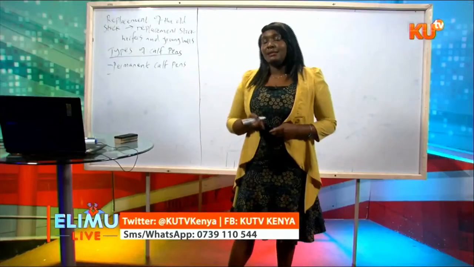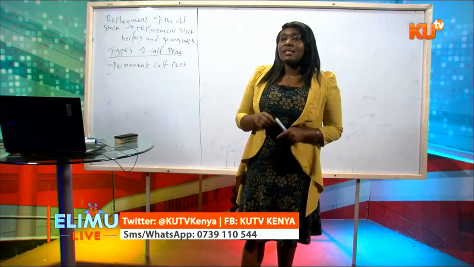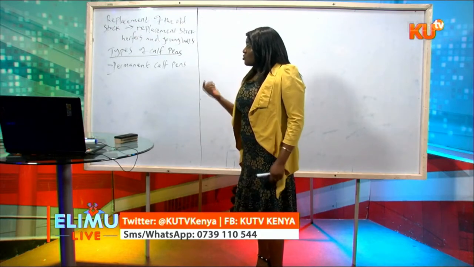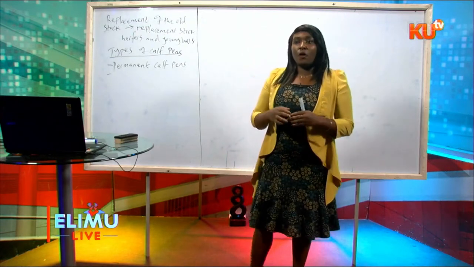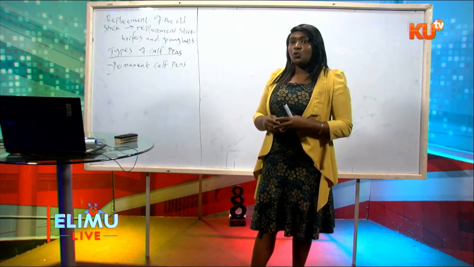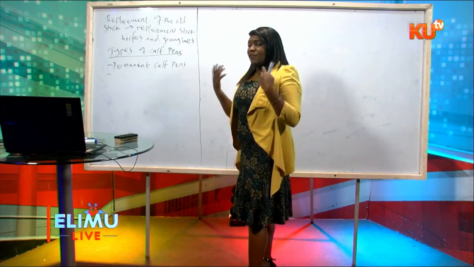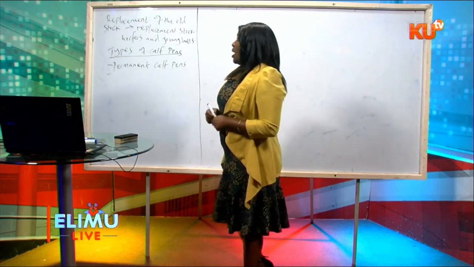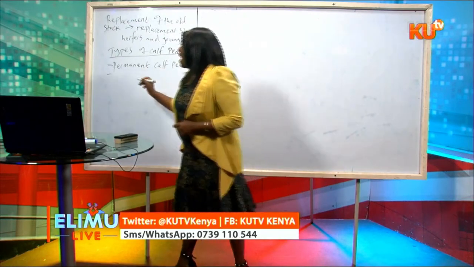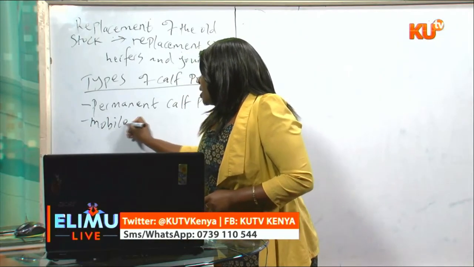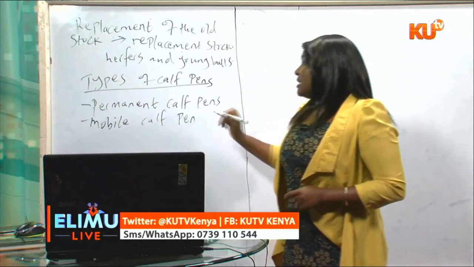I want to remind you, dear learner, that a calf pen is a farm structure that is constructed in a farm to house, or rather to accommodate the calf, to protect it from bad weather, from excessive sunlight, to make sure that it is in a safe place where it cannot be stolen, to ensure that it is not affected by weather elements like the rain. So that is what a calf pen is. So we are saying we have two types of calf pens, the permanent one, and we have the mobile one. So you can construct a mobile calf pen or a permanent calf pen.